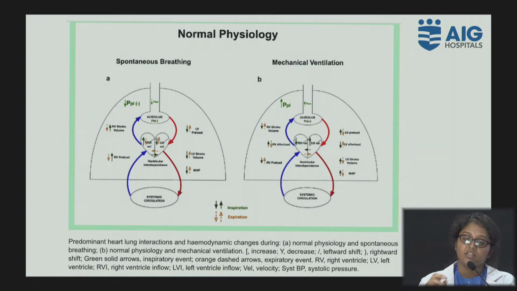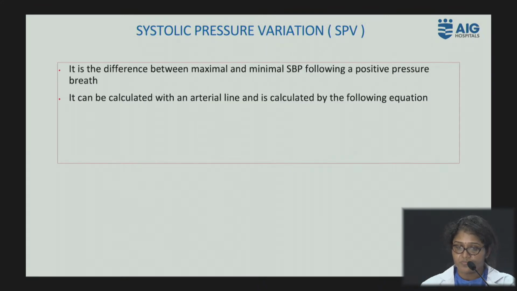So if we can see here, this is a diagram depicting the difference between a spontaneously breathing patient and a mechanically ventilated patient. In a mechanically ventilated patient, the degree of the pressure variations of intrathoracic and transpulmonary pressure is much higher, so that it can cause a difference in the loading characteristics of the right and left heart. So the dynamic parameters can only be used in a mechanically ventilated patient.